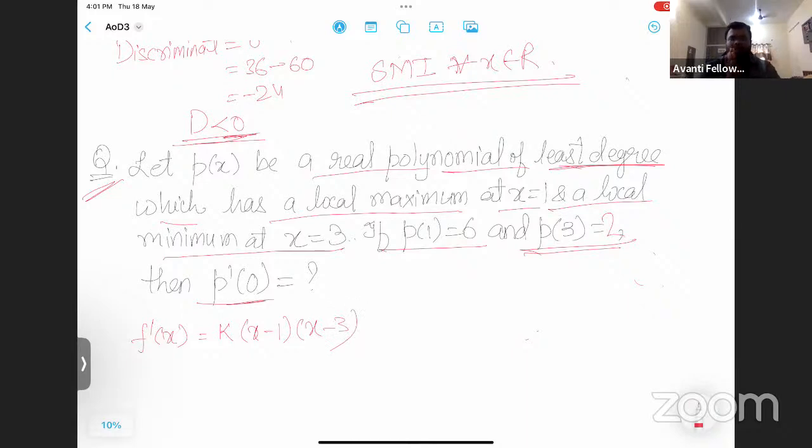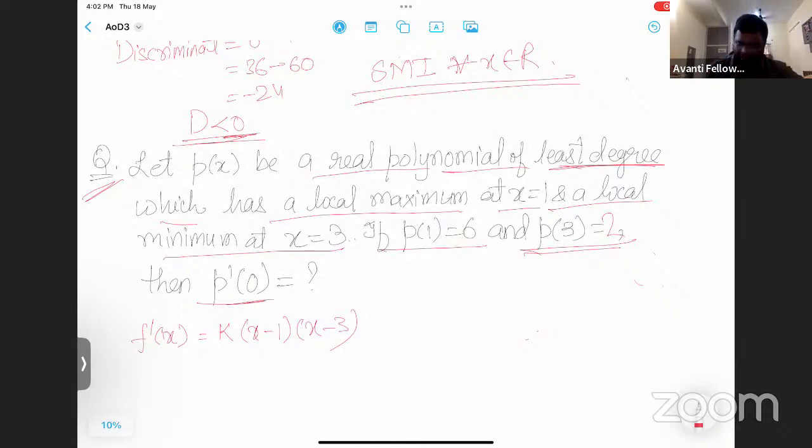Do you agree with this particular expression? See, x equal to 1, x equal to 3 are the values where the function is getting maximum, minima, right? So these are the values where the derivative will be 0. And also, since we don't know what constant would have been there, to accommodate that, we took k. So f dash x is equal to k times (x minus 1) into (x minus 3).